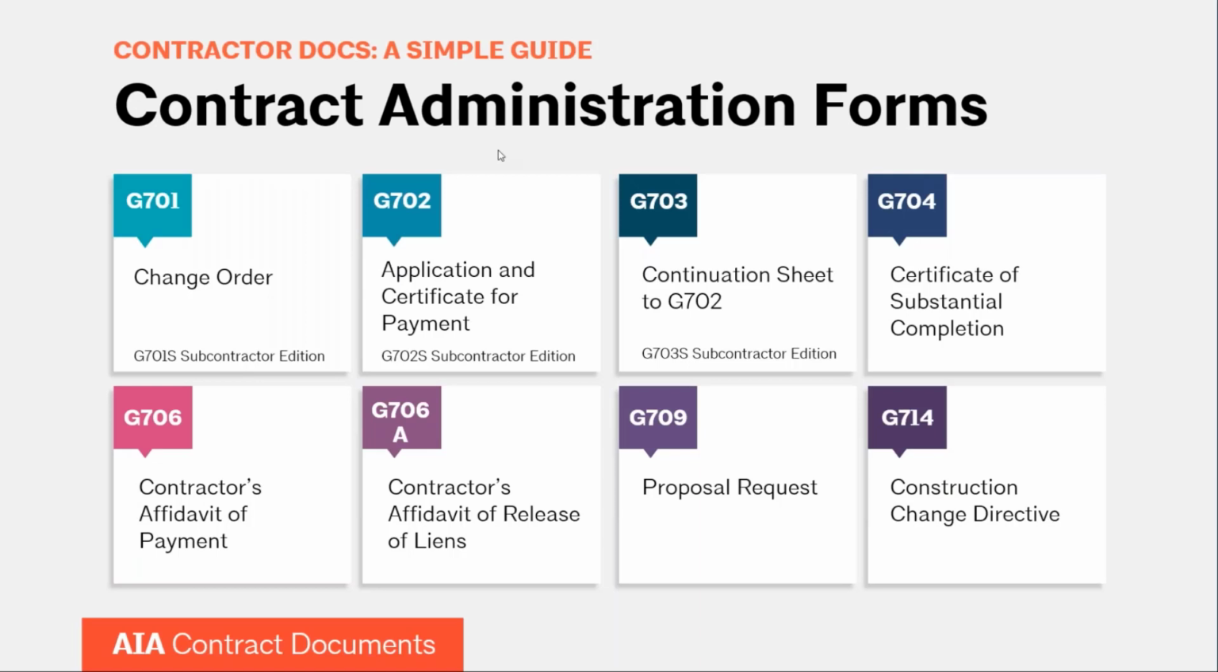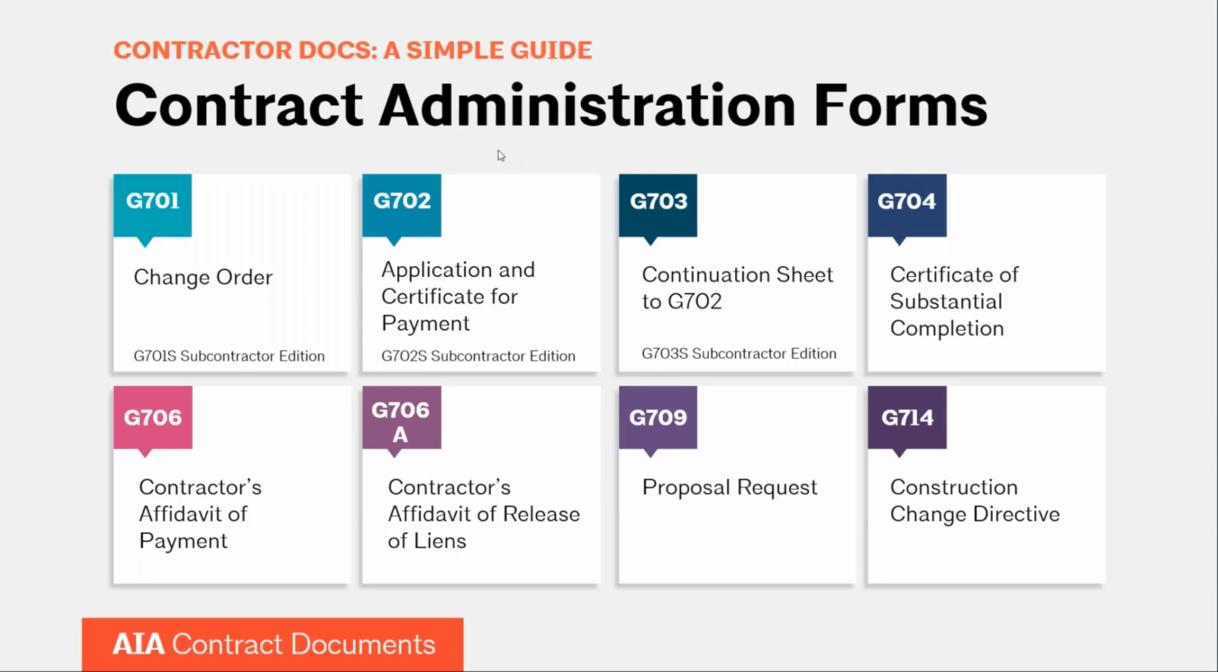G702 and G703 form our payment application document. And so a contractor is applying for payment to an owner, and the architect certifies that payment. And again, you can see that there are other versions. So there's a subcontractor version, just like there is for a change order. And of course, that's from a subcontractor to a contractor. And so the continuation sheet is just a table where you break down the line items of work.